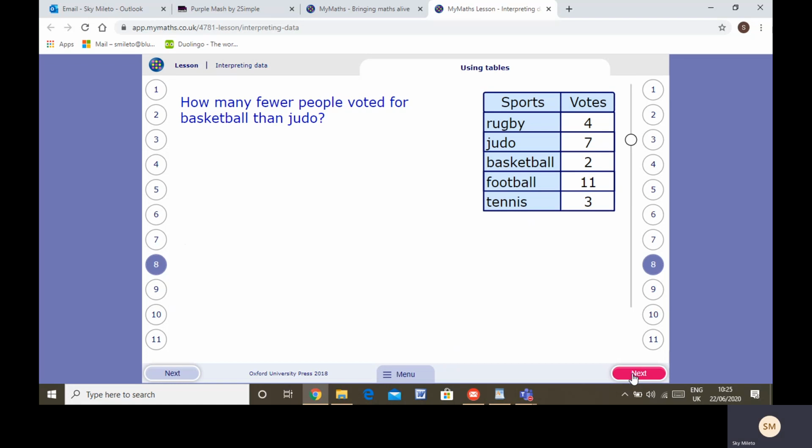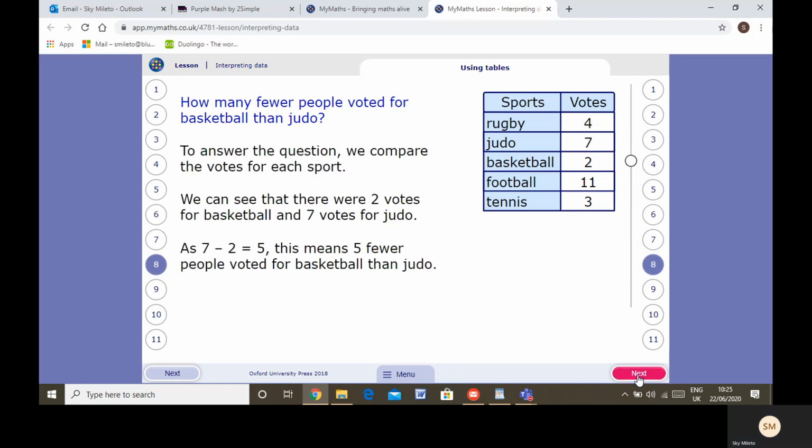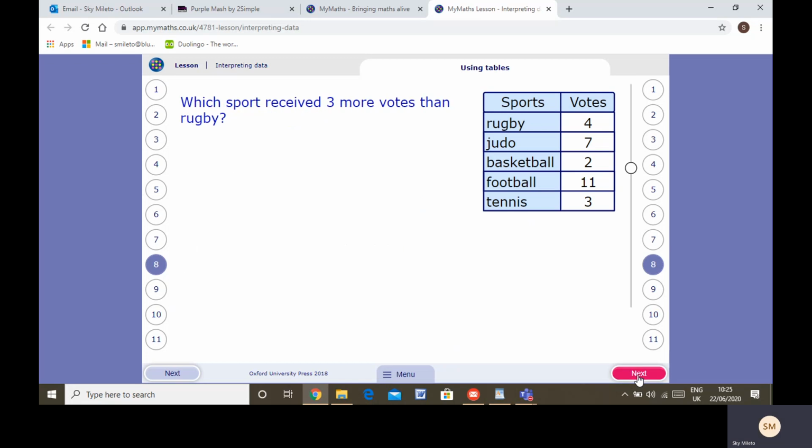How many fewer people voted for basketball than judo? So we're looking at basketball and judo. We can see 7 people voted for judo and 2 people voted for basketball. So we do 7 subtract 2, 5 fewer people voted for basketball than judo.